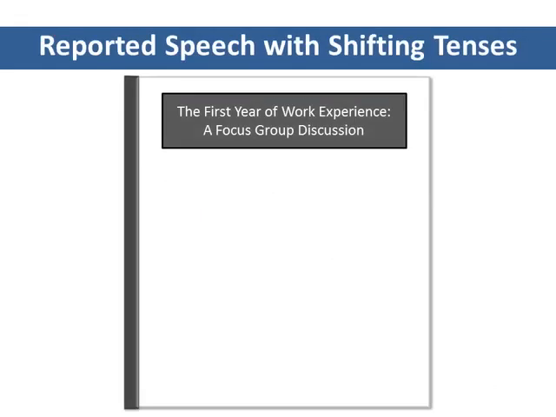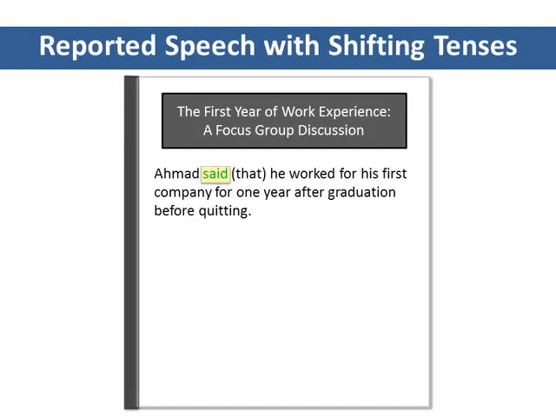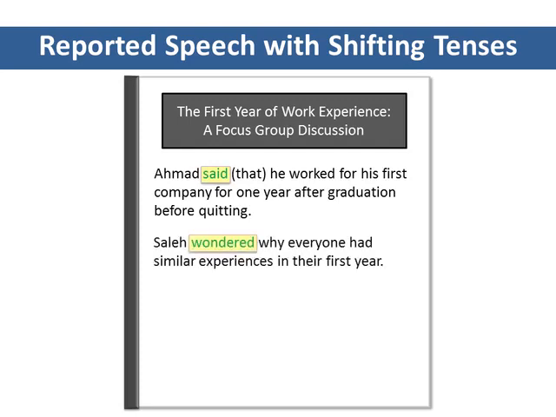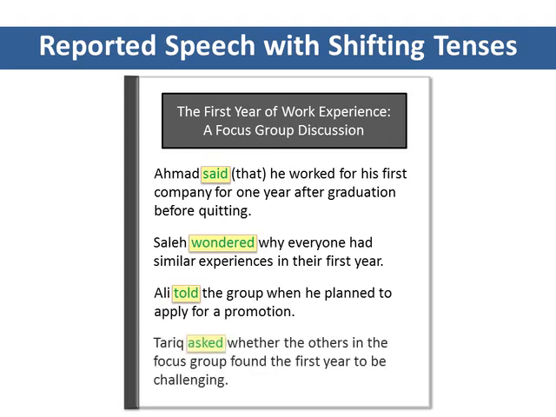In academic writing, it is common to report information in the past tense when the information involves completed events or research. Ahmad said, or Ahmad said that, he worked for his first company for 1 year after graduation before quitting. Saleh wondered why everyone had similar experiences in their first year. Ali told the group when he planned to apply for a promotion. Tariq asked whether the others in the focus group found the first year to be challenging.